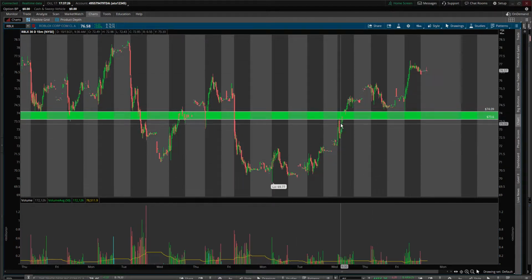And that's exactly what I did here. I knew it was a demand zone, and as soon as we start holding above it, I want to go long and make good money. So that's how I find zones.